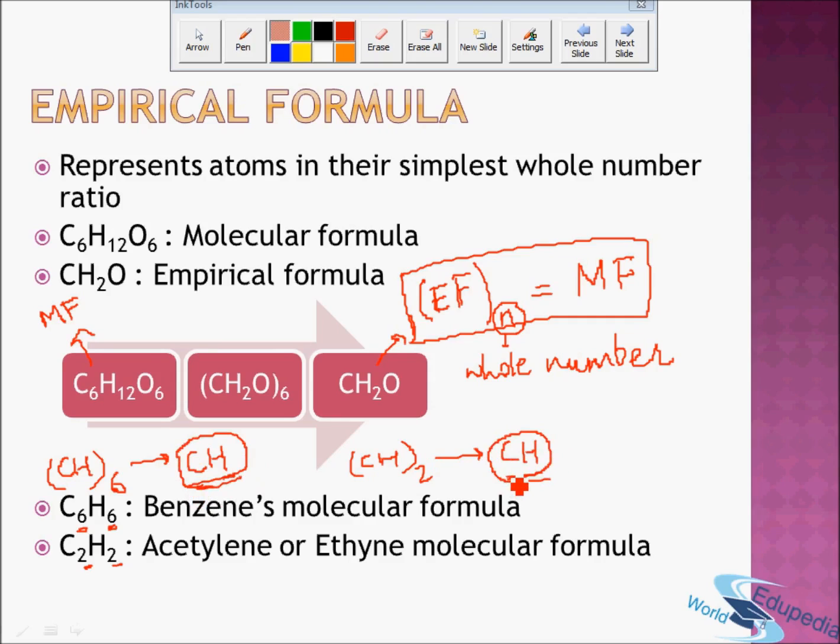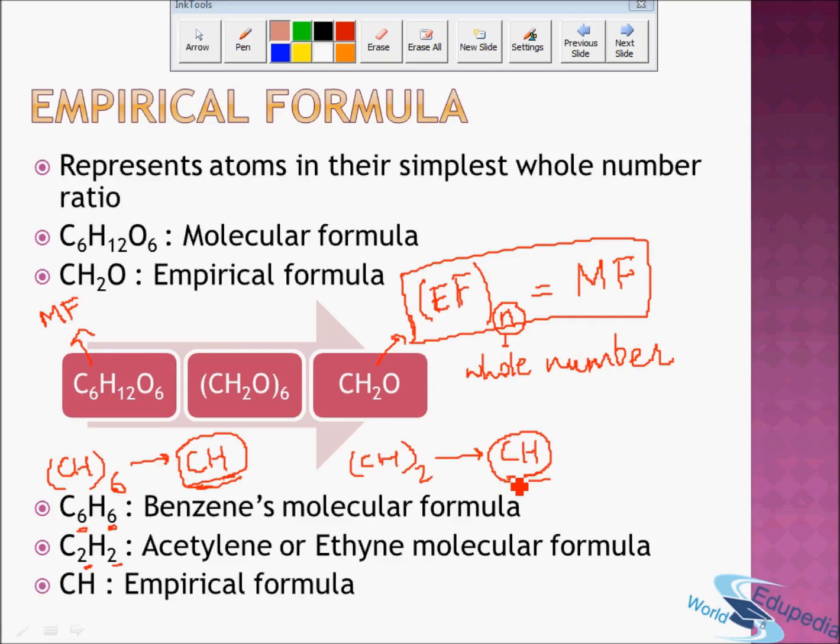CH. So unlike molecular formulas, which are unique for a given compound, for a given molecule, empirical formulas are not unique for the compounds. Two or more, even 3 or 4 compounds might have the same empirical formula. So this is another difference. Now we know two differences between empirical formula and molecular formula.